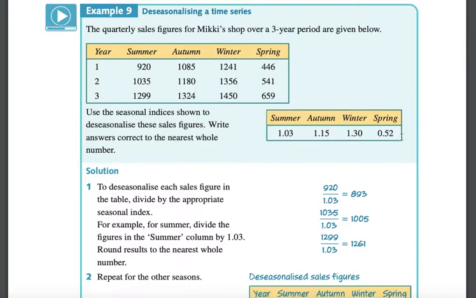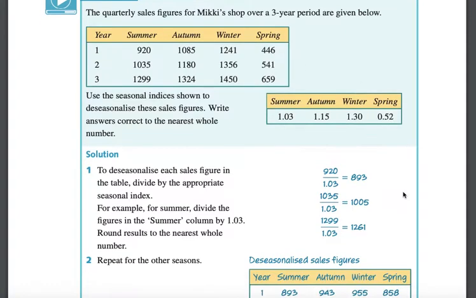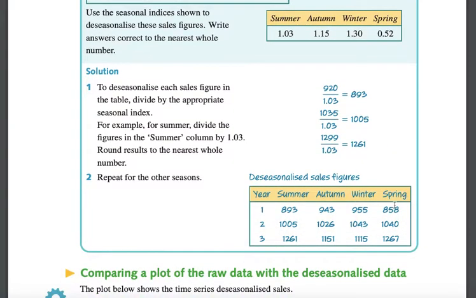You'll notice here spring is a fairly low number, 0.52. If I divide any of these numbers by that, it's nearly going to double, isn't it? Because if I divide by half, it's nearly like timesing it by 2. So what you'll see here, once we deseasonalise everything, all the numbers are pretty similar now. So we can get an overall trend of what this business is going to be like and how many figures we can sort of sell on average.